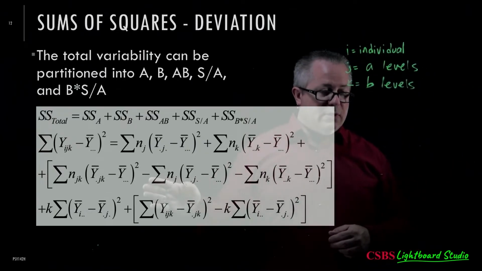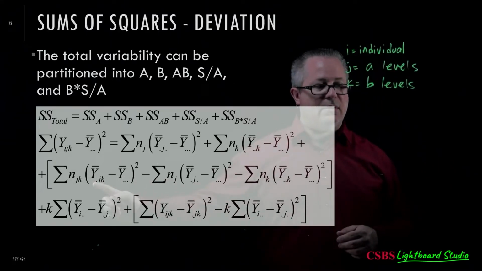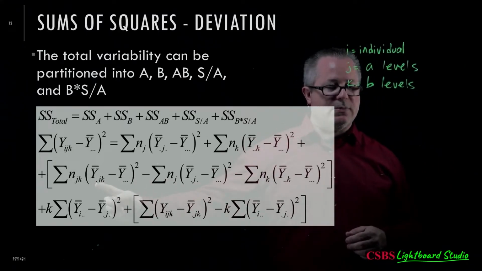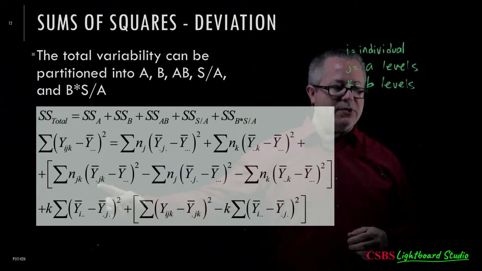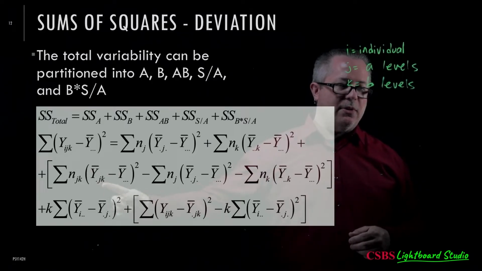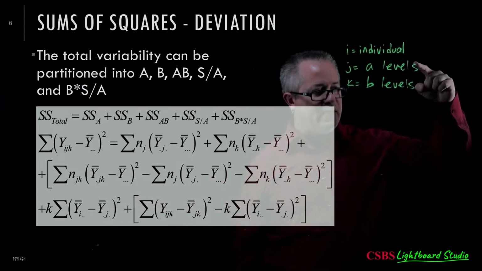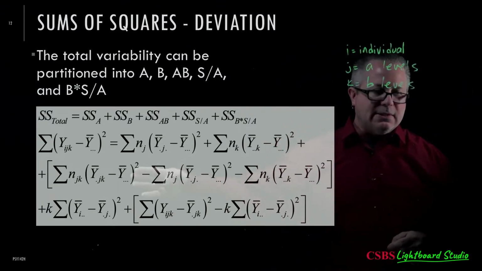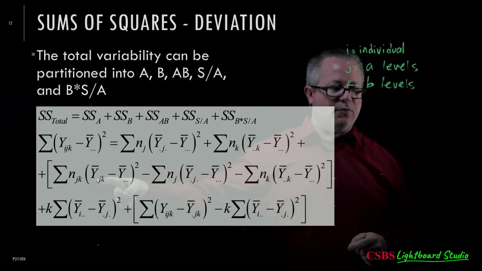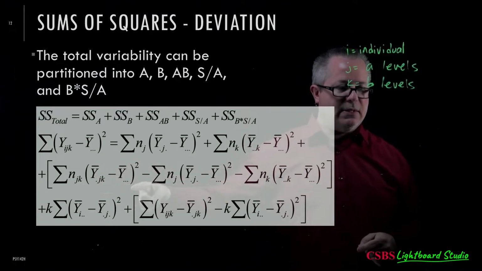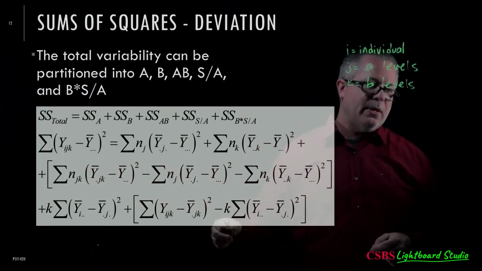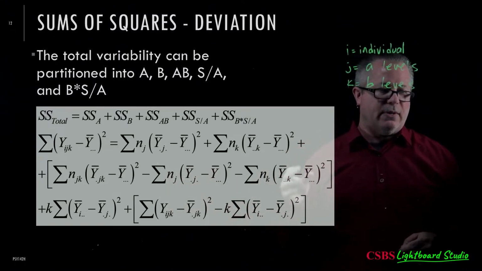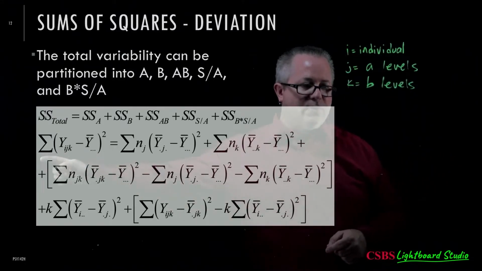To get the interaction, I'm only averaging over individuals, but J and K are staying the same. So every combination of A and B should have its own mean. So I need a mean of A1, B1, a mean of A1, B2, a mean of A1, B3, because every level of A and level of B are present. I need one of those, so I'm only averaging over individuals. This is each of the cell means multiplied by its number in each cell, and subtracting out the effect for A, the effect for B, so that what's in the brackets is the interaction between A and B.